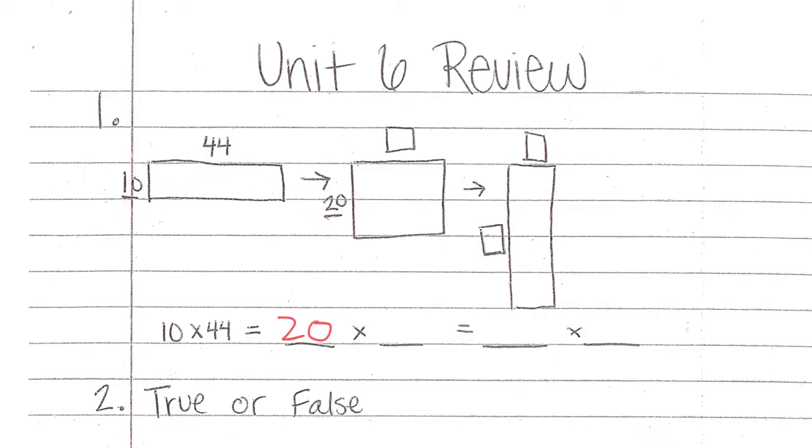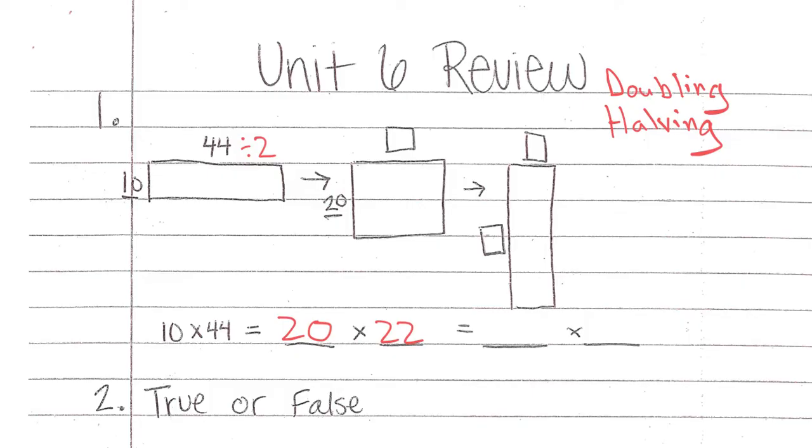What is the rule that we've talked about earlier in this unit? We talked about doubling, and we talked about halving. So we've talked about if you double one number, you need to cut the other in half. Think about that. We doubled the 10, so the 44 needs to be cut in half, okay? And if you're cutting in half, what does that mean? You're dividing it by 2. What is half of 44?